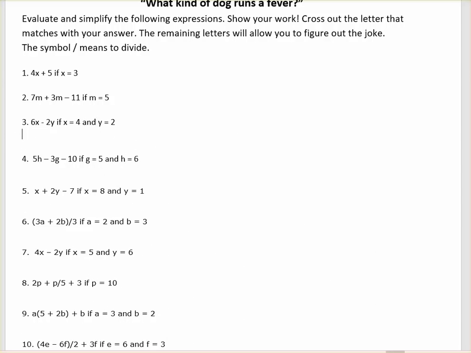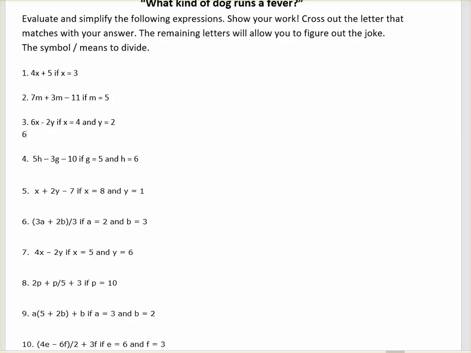So number 3 says 6x minus 2y if x equals 4 and y equals 2. Well, 6x written next to each other like that means multiplication. So you can't just write 6, 4 because that looks like 64. We've talked about this before. So I'm going to put the 4 in parentheses because that tells me to multiply. Now what I don't want to do is write 6 times using an x and then an x. That doesn't look right, does it?